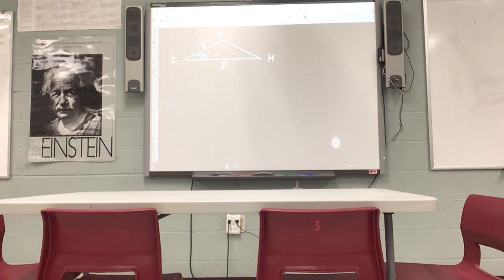Okay, so we're in the same dilemma as we were on the last one. We don't have any matching info. The only angle we know is F, but we don't know side F. So we're going to have to use the law of cosines first. It would be right over here, opposite the angle. Since we know angle F, let's put the cosine of F.